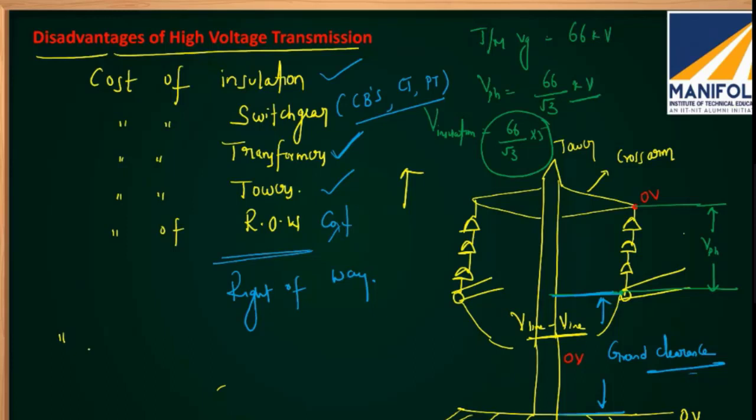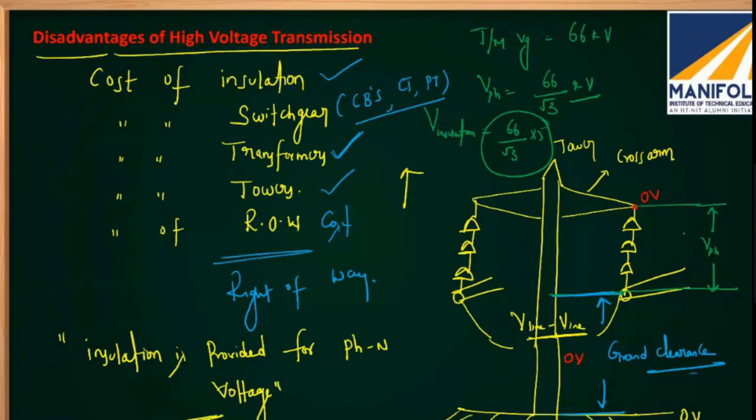So insulation is provided for phase to neutral voltage. Understand?